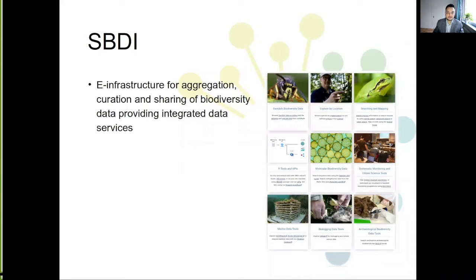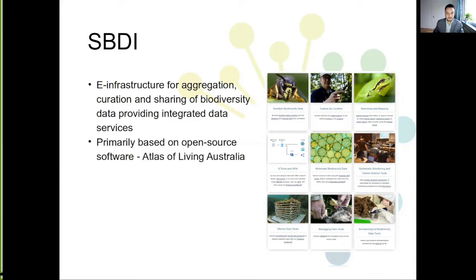SBDI is an e-infrastructure for aggregation, curation, and sharing of biodiversity data, providing integrated data services. It is primarily based on open source software called the Atlas of Living Australia. The infrastructure and its components have been developed and function adhering to community software and data standards.